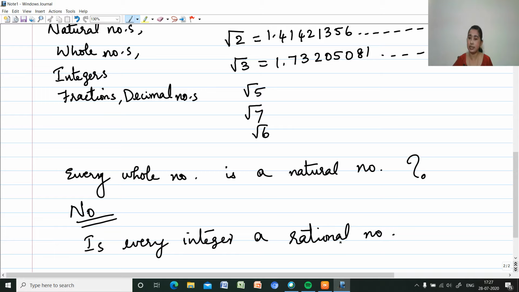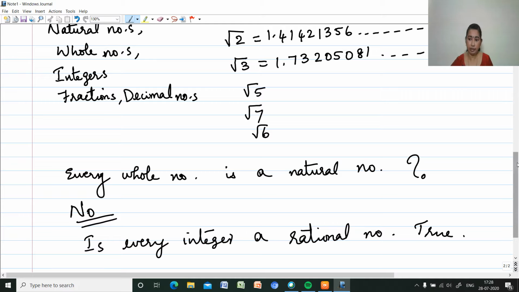Every integer is a rational number. What is the reason? Because in rational numbers, integers, whole numbers, natural numbers, fractions, decimals, etc. come in rational numbers itself. So every integer is a rational number. It is true.